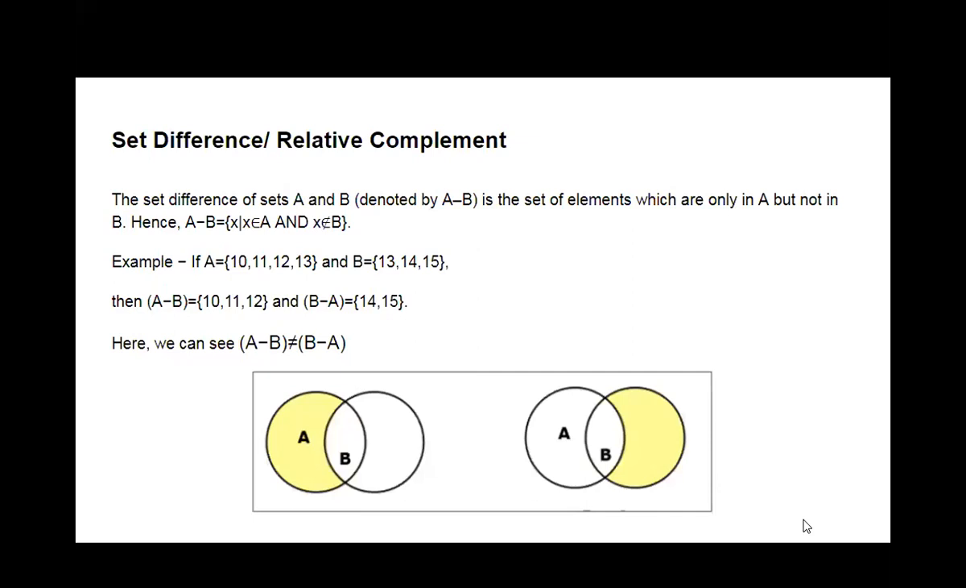Okay, so what is set difference? It is denoted by A minus B and is the set of elements which are only in A but not in B. Here we can see.